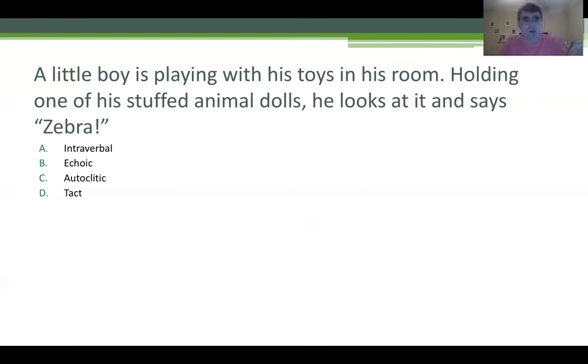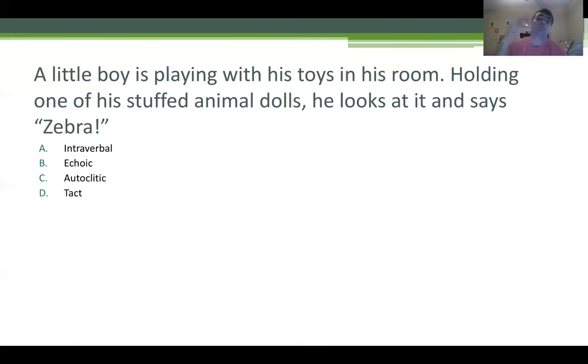Autoclitic. I don't know if they're going to test you on autoclitic, but just so you know, an autoclitic modifies the verbal operant. Without getting too technical, if the boy had said, "I see a zebra," or "I think that's a zebra," the autoclitic there is "I see" or "I think." Don't worry about that too much. Worry about intraverbals, echoics, and tacts. Autoclitics will come later.